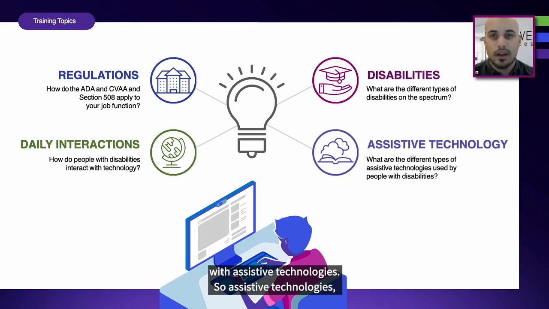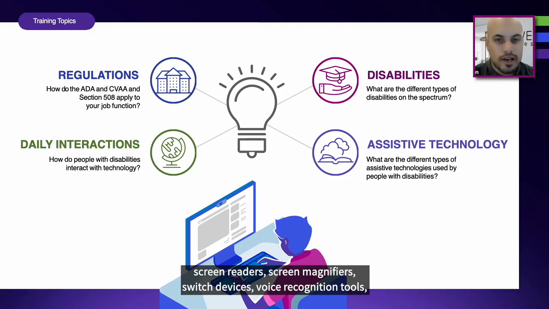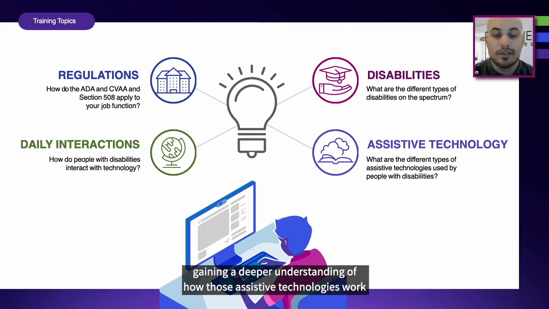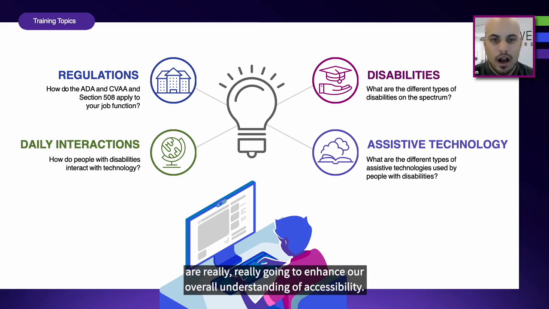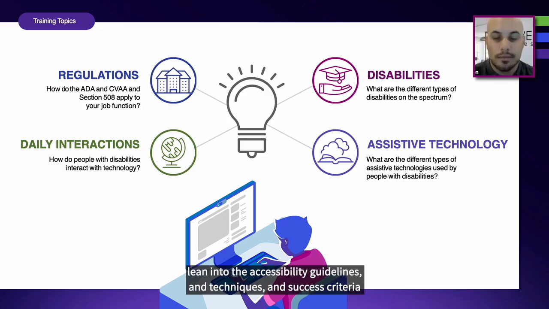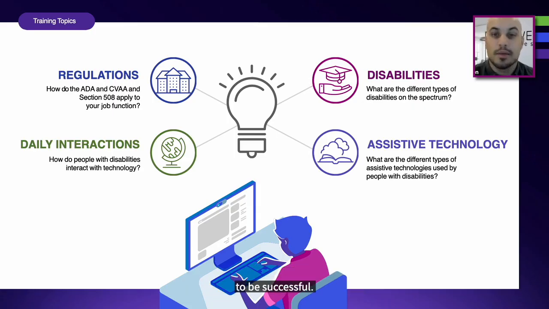So assistive technologies: screen readers, screen magnifiers, switch devices, voice recognition tools, just to name a few. Gaining a deeper understanding of how those assistive technologies work is really, really going to enhance our overall understanding of accessibility. So this is putting everything into context so that we can then lean into the accessibility guidelines and techniques and success criteria to be successful.